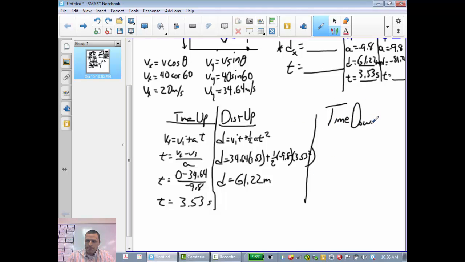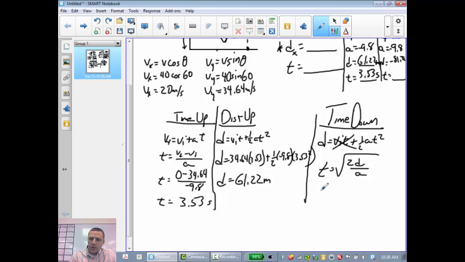Now we can find the time down. Sorry for the messy handwriting. I'm going to use the same equation. D equals ViT plus 1/2 AT squared. There is no initial velocity down, so the time down is equal to the square root of 2D divided by A. T equals the square root of 2 times, let's use the down distance, negative 81.22 over negative 9.8. That's the acceleration down.